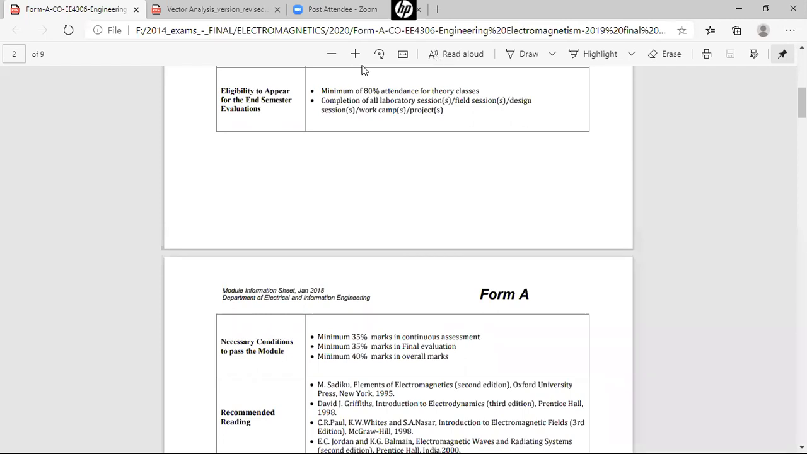So this document clearly mentions that eligibility to appear for the end evaluation is completion of the lab sessions. So once you complete the lab sessions also, you are entitled to sit for the end exam. Those are certain approval things, so you can't bypass, or we can't bypass. Those are written requirements, very clearly on the documents.